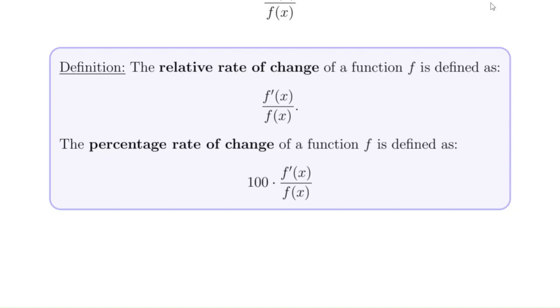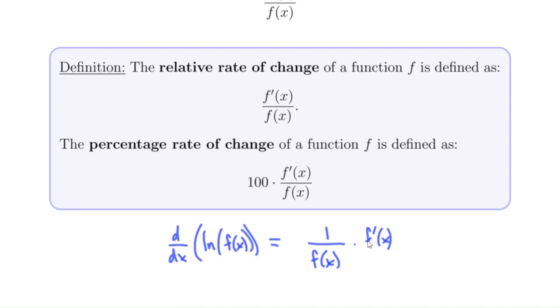Now, one last thing, sometimes the relative rate of change is written a little bit differently. You could actually think of the relative rate of change of a function as the derivative with respect to x of natural log of f of x. In fact, what's the derivative of the natural log of a function? Well, remember, the derivative of natural log of something is just 1 over the something, times the derivative of the something. That's by the chain rule. Remember, the derivative of natural log of x is 1 over x. The derivative of natural log of f of x is 1 over f of x times f prime of x. But notice this is just f prime of x over f of x.